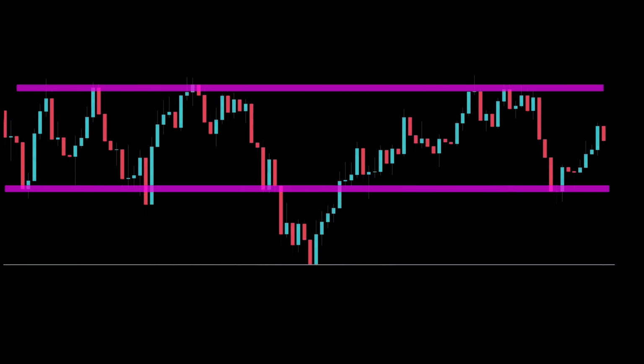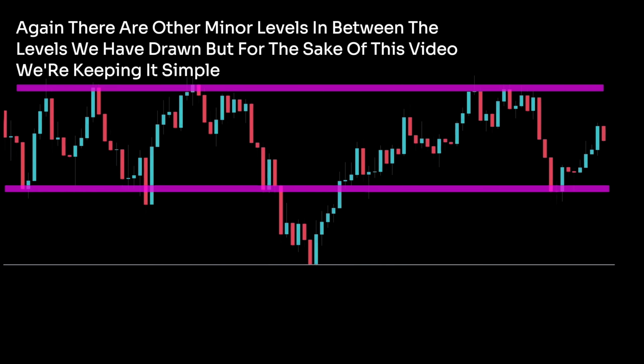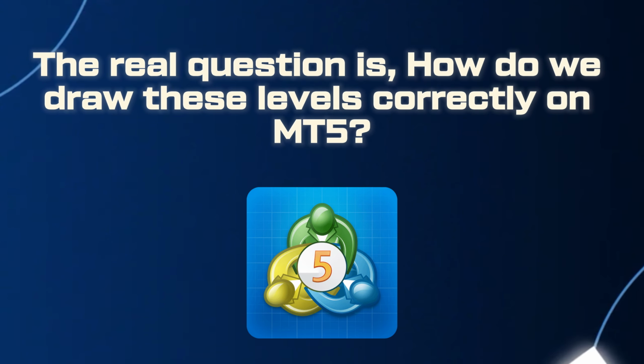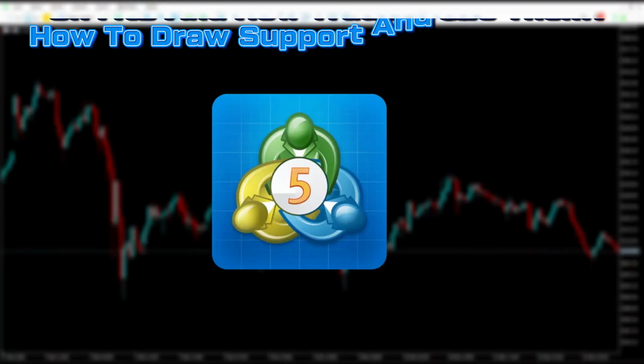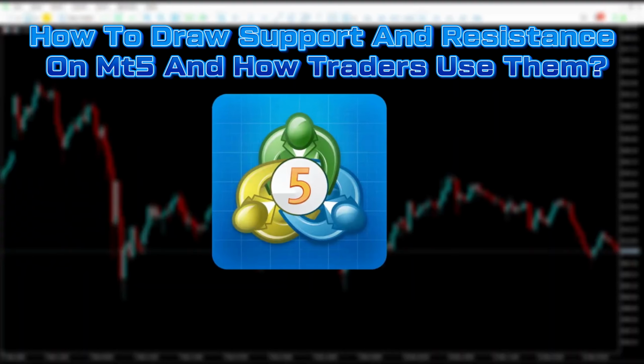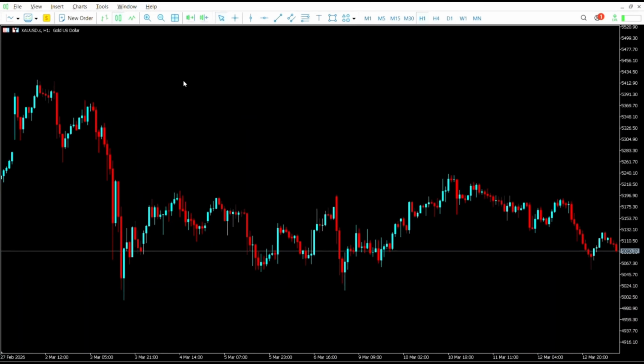So as you can see, you have a nice clean chart with your key levels, not 100 lines. Again, there are other minor levels in between the levels we have drawn, but for the sake of this video, we're keeping it simple. The real question is, how do we draw these levels correctly on MT5? I'll show you step by step how to draw support and resistance on MT5 and how traders use them. Open your MT5 platform and let's get started.